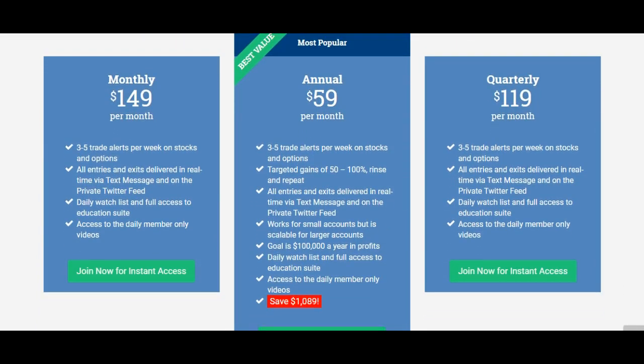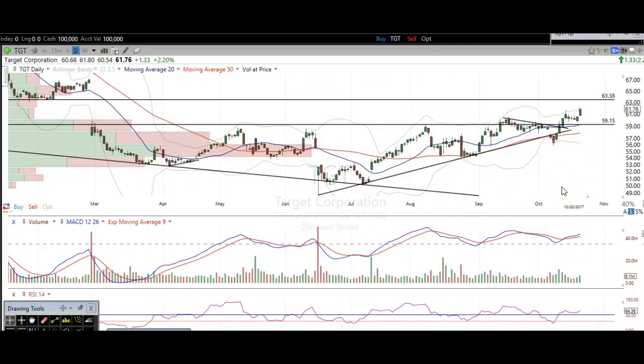Alright, so let's take a look at these charts here. We're going to start off with Target here, and Target, congratulations if you've been following along because we've been calling for the upside move on Target, and I'm going to go over exactly why, just in case you didn't watch the last video, because I really want you to learn this setup. And the setup that I'm talking about is a false breakdown. There are false breakouts and there are false breakdowns.